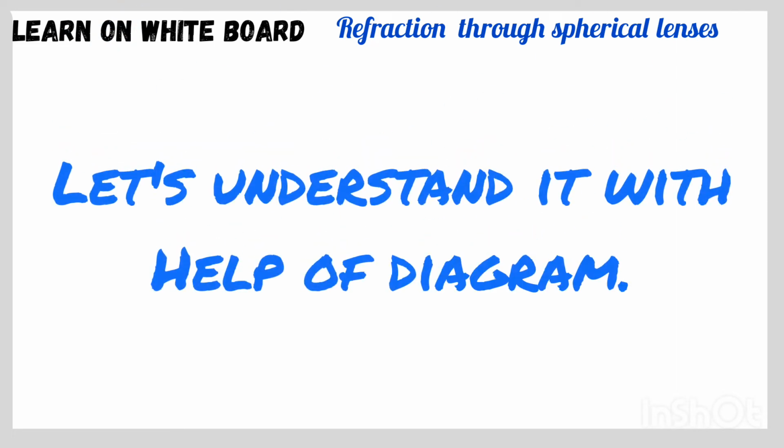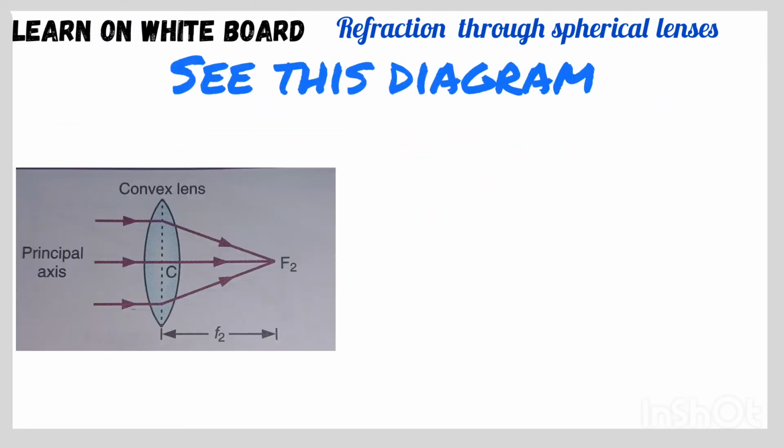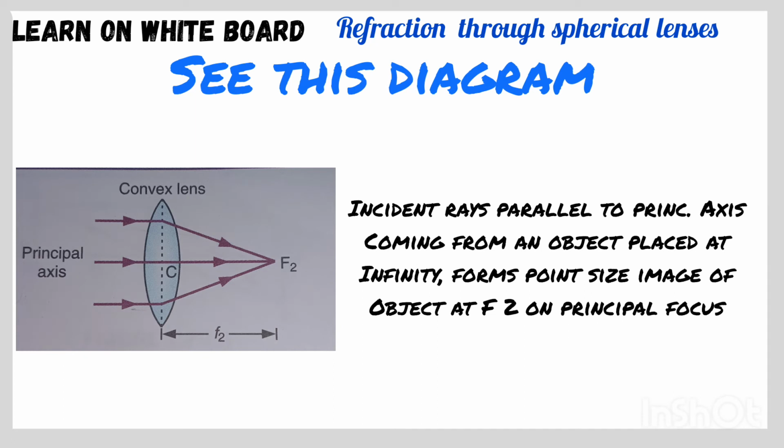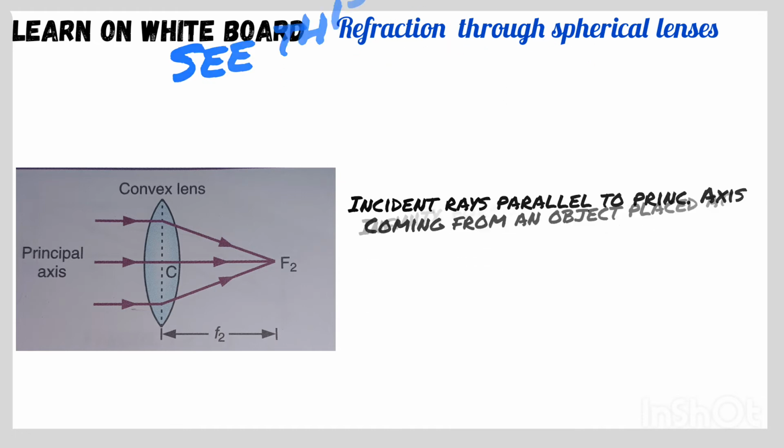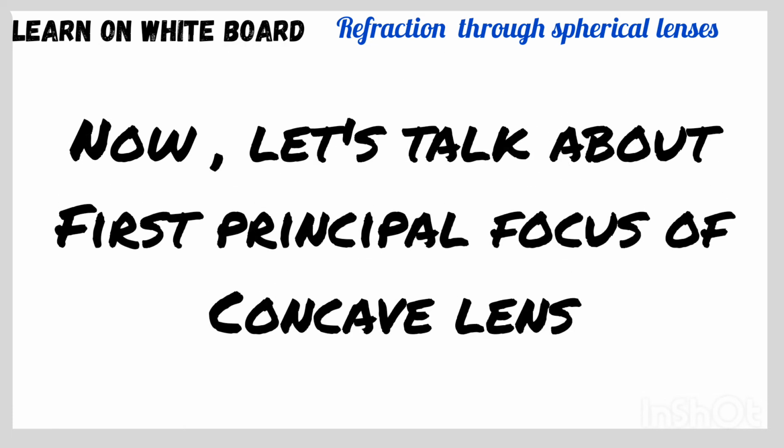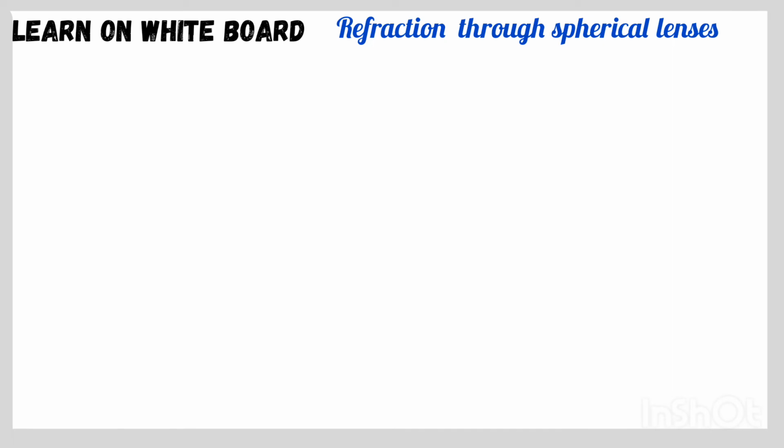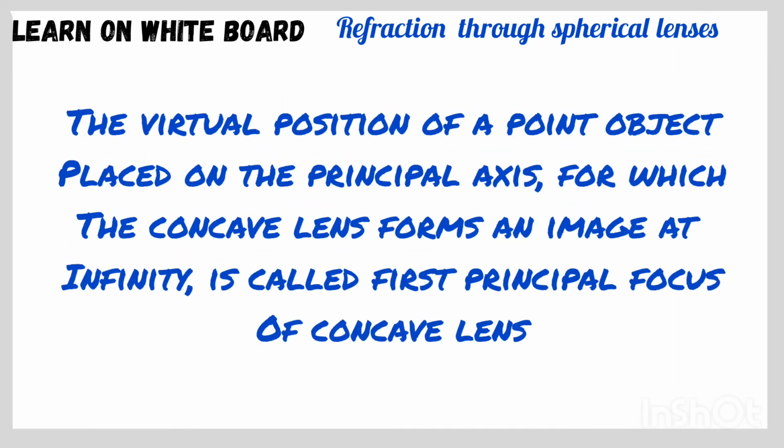Let's understand it with the help of a diagram. See this diagram. Incident ray parallel to the principal axis coming from an object placed at infinity forms a point size image of the object at f2 on the principal focus. Now let's talk about the first principal focus of concave lens. The virtual position of a point object placed on the principal axis for which the concave lens forms an image at infinity is called the first principal focus of concave lens.